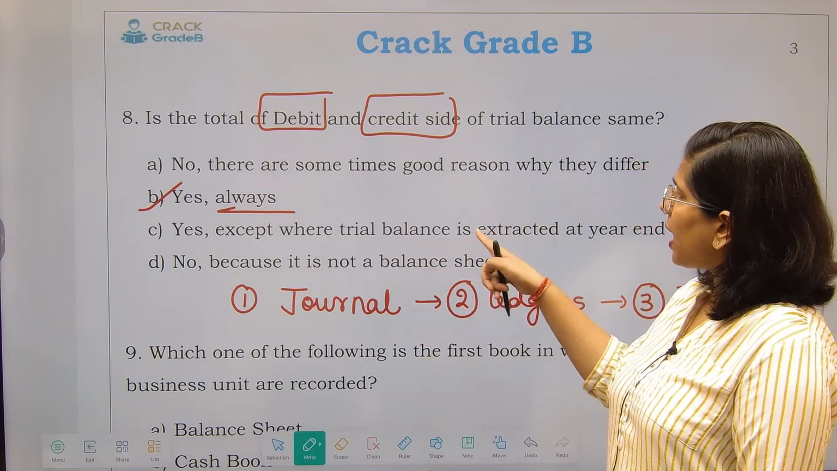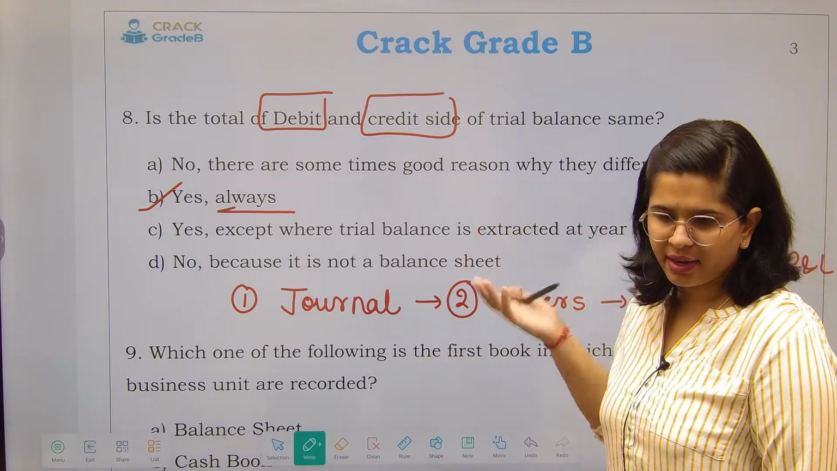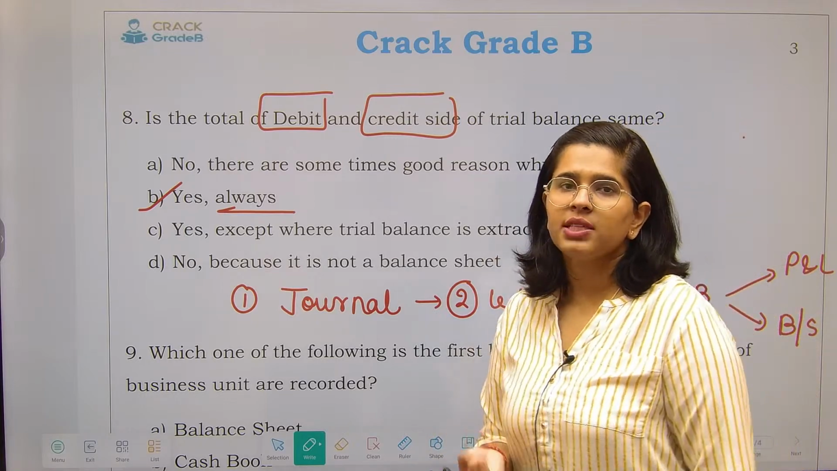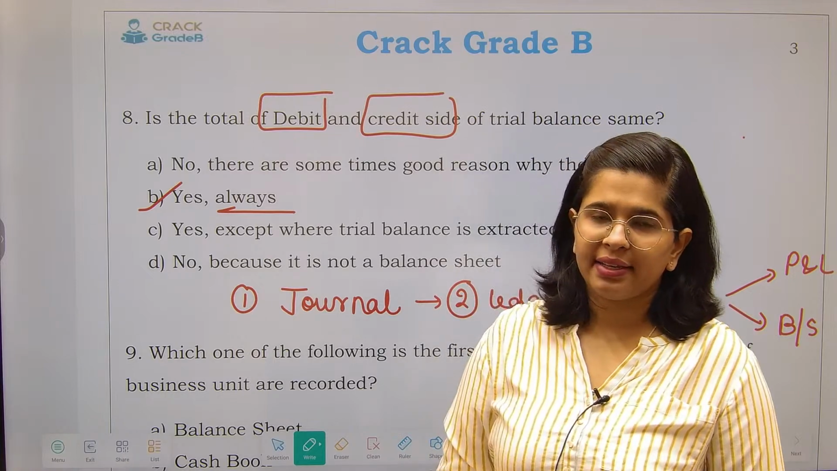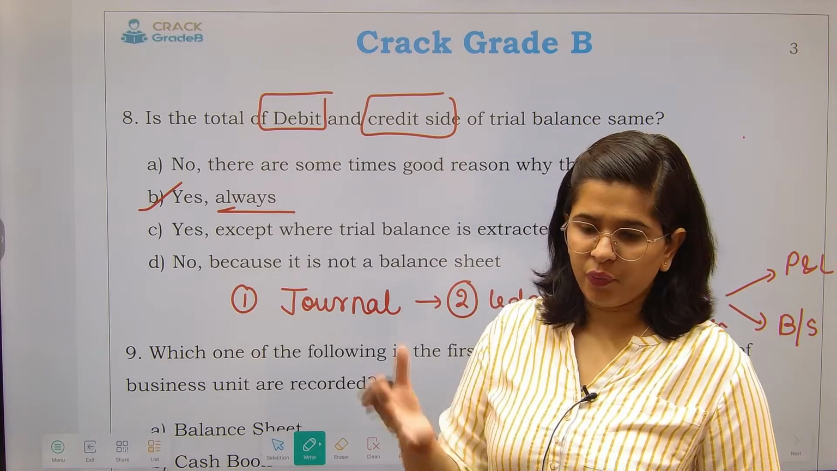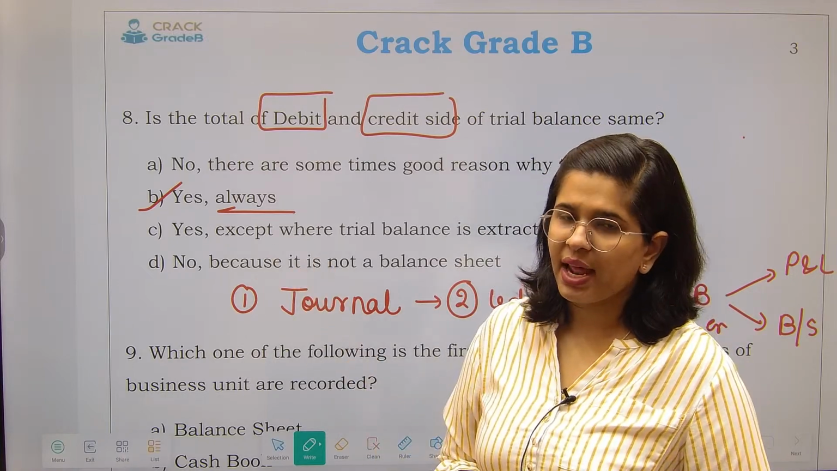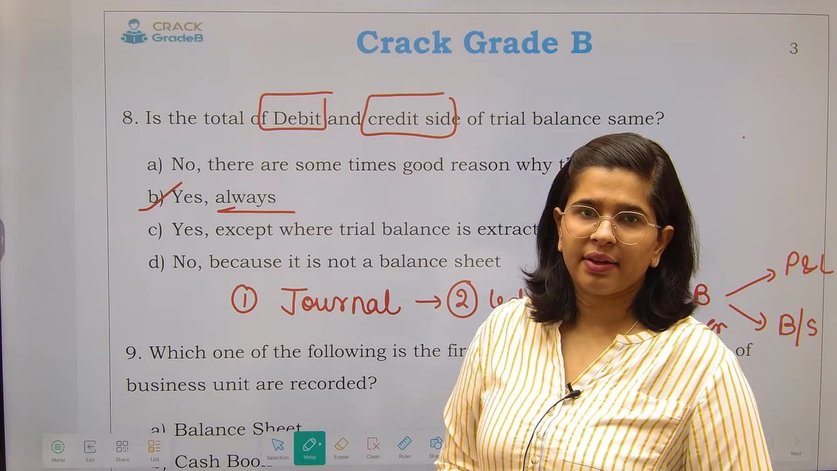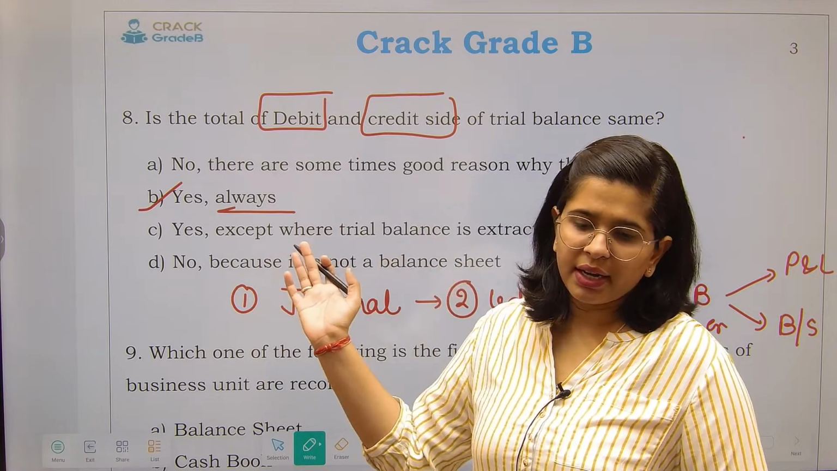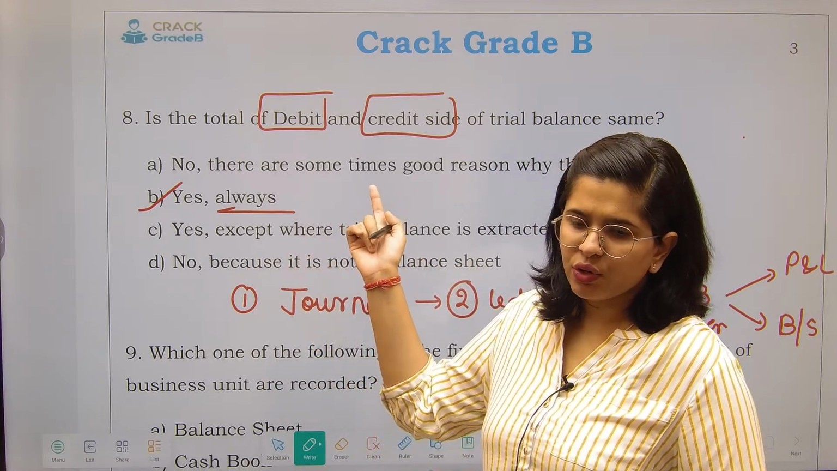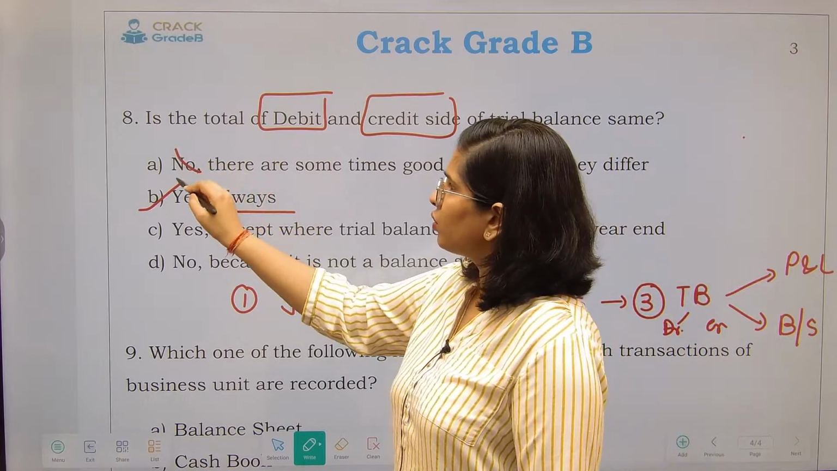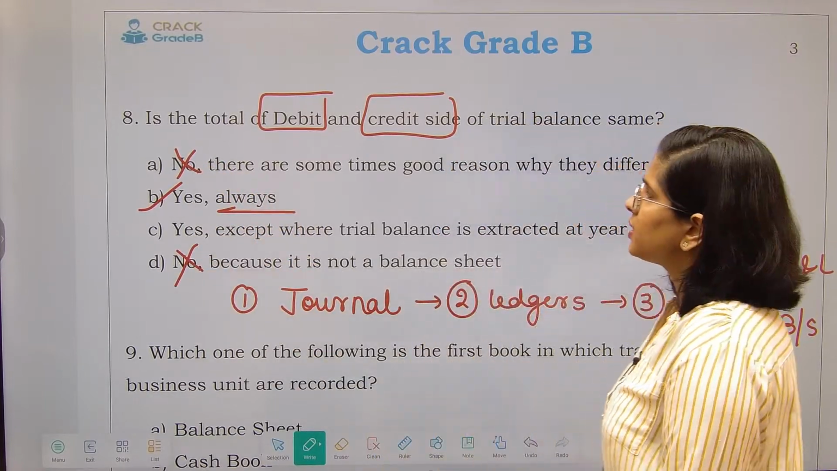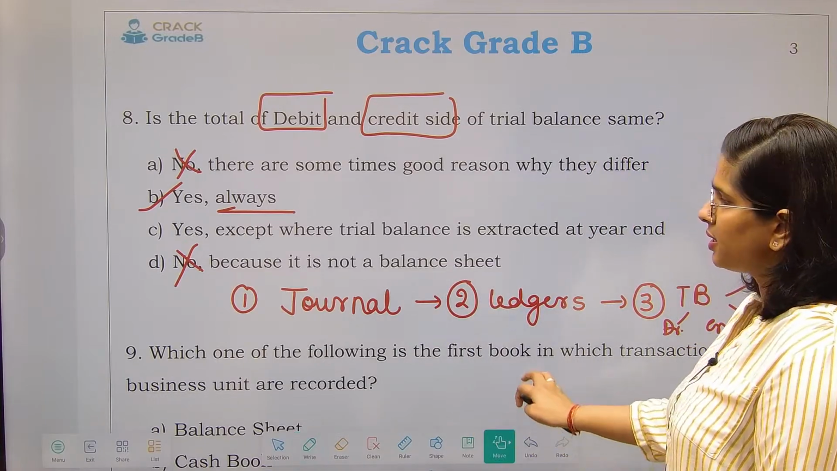So, except where the trial balance is extracted at year end, what is this point? We always prepare the trial balance at the year end. Fine, we take all the ledger balances, whatever has happened during the time period, and that is when we take it. So this is not a correct option. Sometimes good reason, obviously not applicable. Okay, so debit and credit side of trial balance.